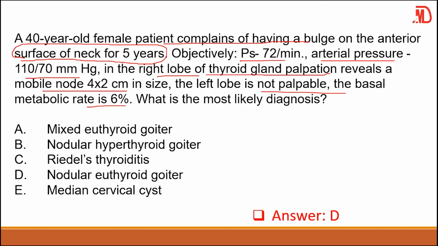And don't forget, the patient is always complaining that he's having what? A bulge on the anterior surface. It's not as if the person is sick or something. He's just having a swelling on the neck. So over here, we're not having constipation, weight loss, tachycardia, or all those things. So it is what? Non-toxic. Euthyroid.